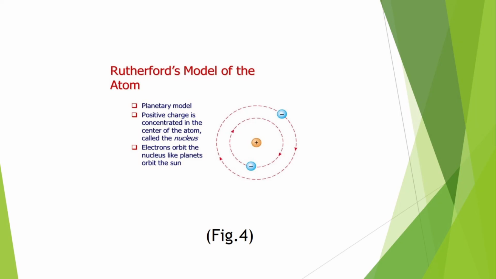As you can see in figure 4, it represents Rutherford's atomic model. Here, the center is occupied by the positively charged nucleus where almost all the mass is concentrated, and the negatively charged particle, that is the electron, is revolving around the nucleus in a circular path, which is known as an orbit. This model is also known as the planetary model. So, this is all about Rutherford's gold foil experiment.